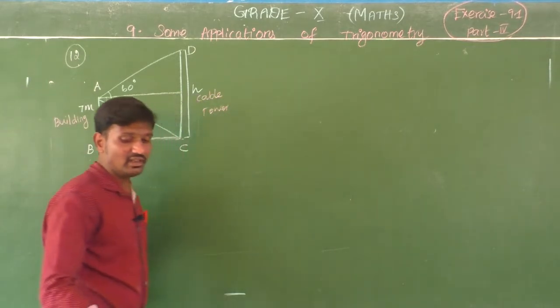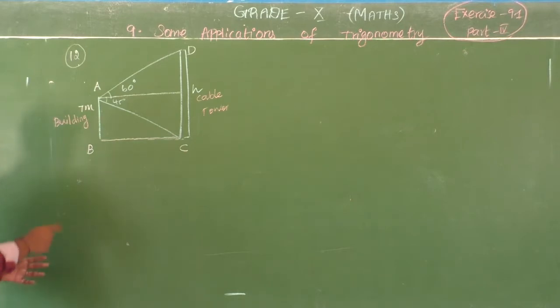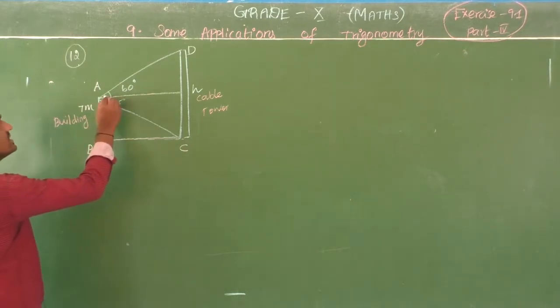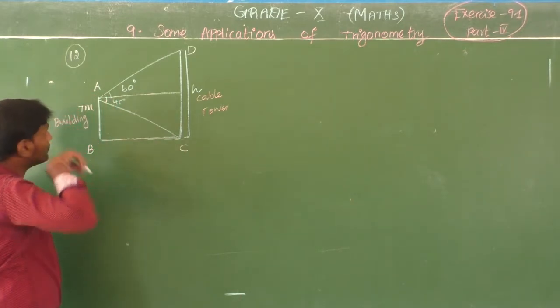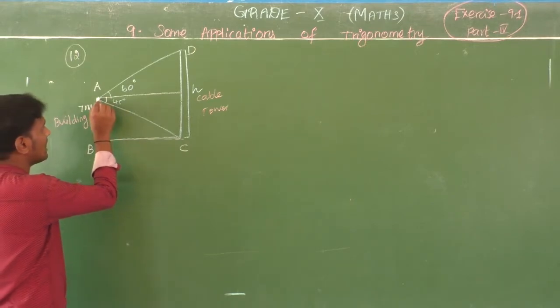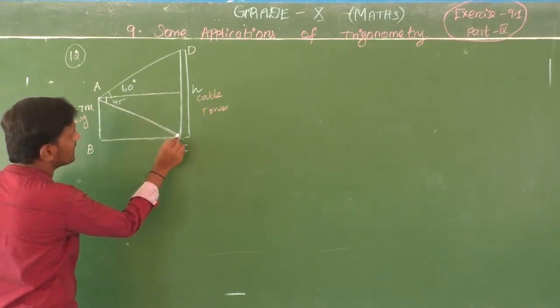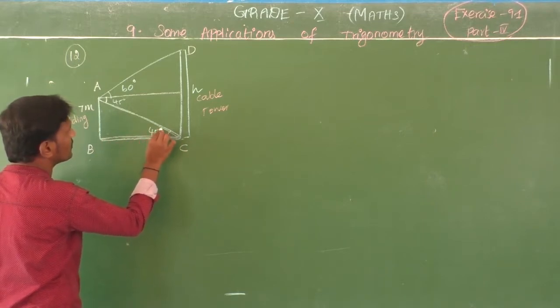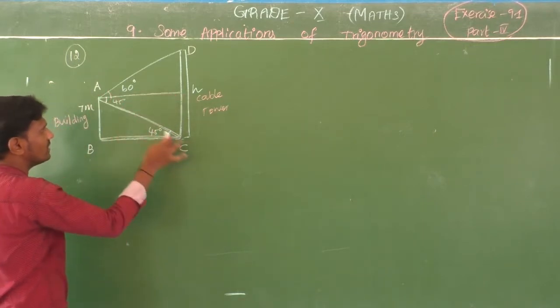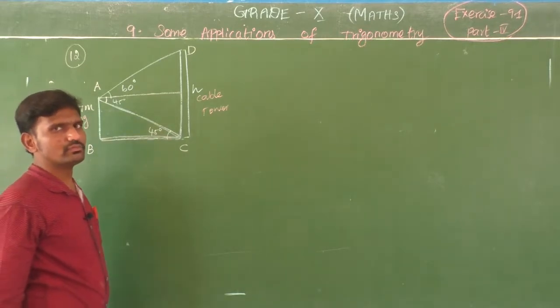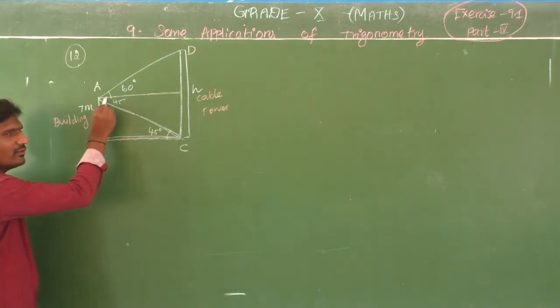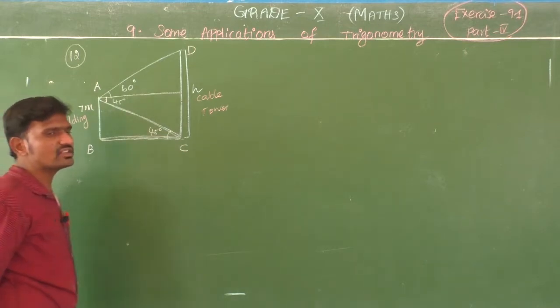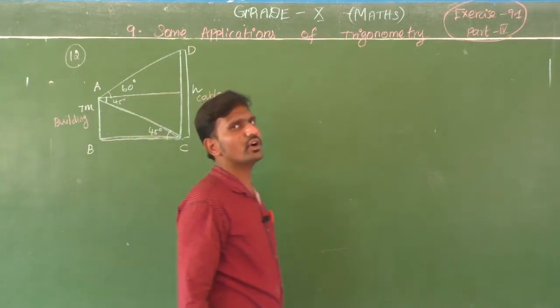Why am I giving these? See, this is the 45 degree angle of depression. This angle of depression is equal to this angle, so the angle C is also 45 degrees. Why? Because of its Z shape. So this angle of depression and this angle of elevation are both the same. That is 45 degrees.